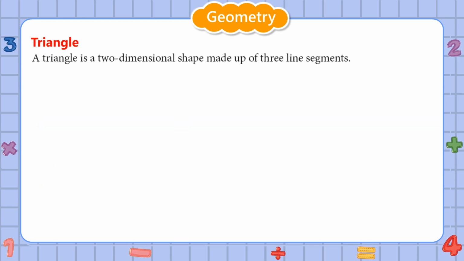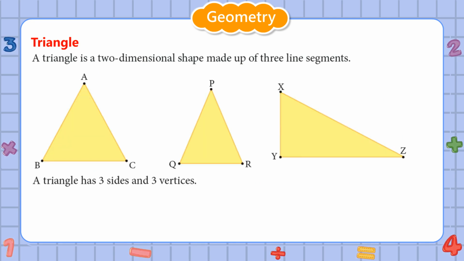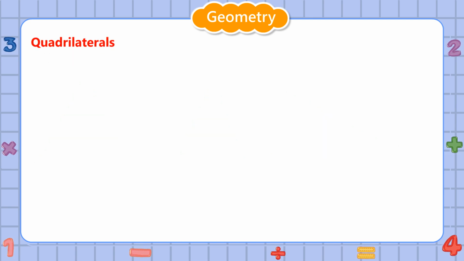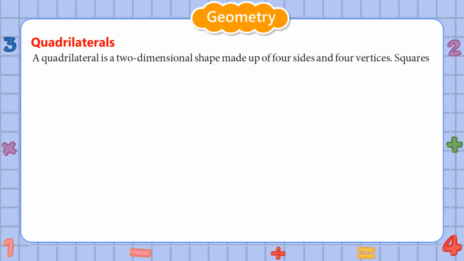Triangle. A triangle is a 2-dimensional shape made up of 3 line segments. A triangle has 3 sides and 3 vertices. Quadrilaterals. A quadrilateral is a 2-dimensional shape made up of 4 sides and 4 vertices. Squares and rectangles are special types of quadrilaterals.